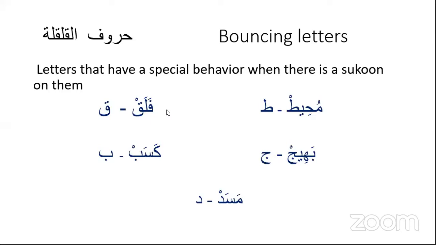Here, what is bouncing? I'll give an example. Qaf has sukoon in the first word, falaq. It should not be read as a normal letter. It should not be flat. It should bounce. If you are observing, I'm saying falaq. Qul a'udhu bi rabbil falaq. It should not be read flat; that is wrong. It should bounce, like that.